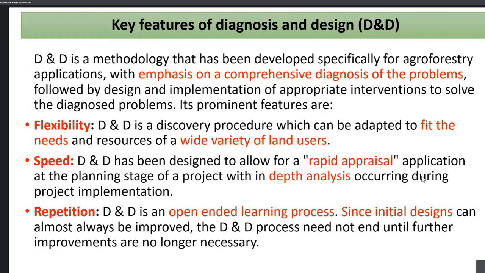And thirdly is repetition. D&D is an open-ended learning process since initial designs can almost always be improved. The D&D process need not end until further improvements are no longer necessary. If something is not needed, it should be improved; if further work is not needed, it is not used. So repetition is an open-ended learning process, where one thinks about whether to reuse or not. These are the key features of D&D.